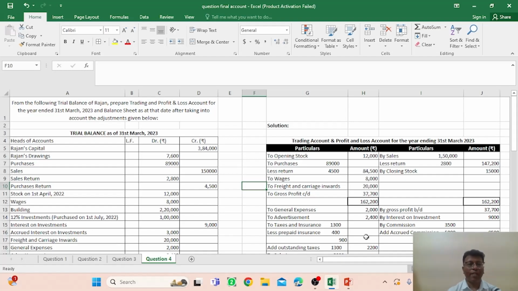Okay, so from the very beginning, the very first thing is that you should go through the trial balance, reading every item, and it should be placed in the right place. Okay, and after that make the adjustment, and if you find some errors, you should correct them, right?